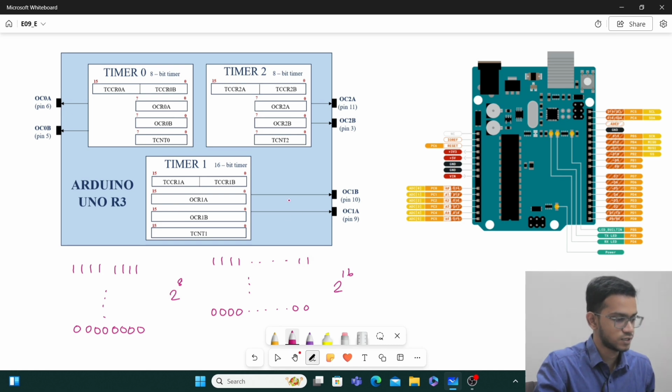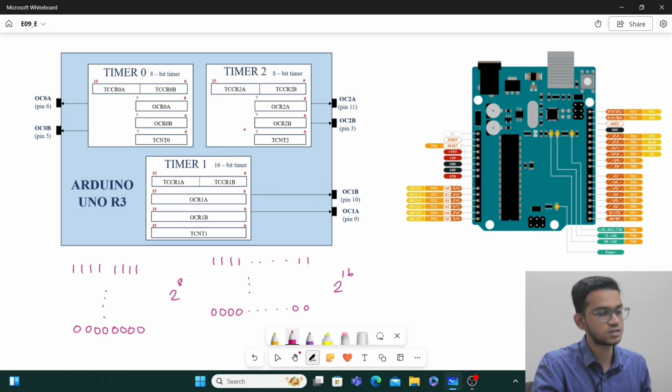And as an extra point, we have 6 PWM pins. You can see 2 here, 2 here, and 2 here. 2 pins are connected to each timer. Please do not confuse that this register and this pin are related. No way, it's nowhere related. It is just that 2 PWM pins are associated with each timer. Whenever I say a timer, it constitutes all these important registers. So 2 pins are associated with each timer.